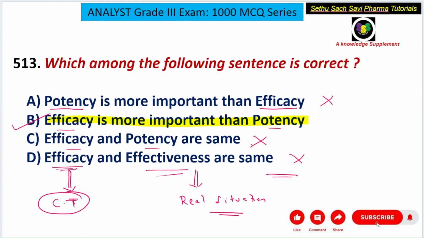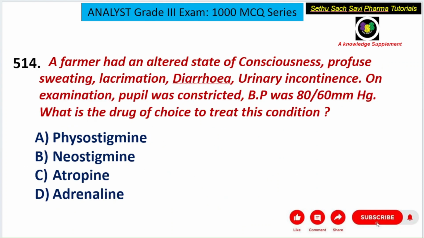Okay, let's move on to the next question. Now the question is, a farmer had an altered state of consciousness, profuse sweating, lacrimation, diarrhea, urinary incontinence. You need to remember the keywords. This is a question from pharmacy practice. So what does it tell? That sweating is more, lacrimation, diarrhea. So that means all the secretions are increased. The GIT movement is more, that indicates diarrhea. Urine outflow is more, incontinence.